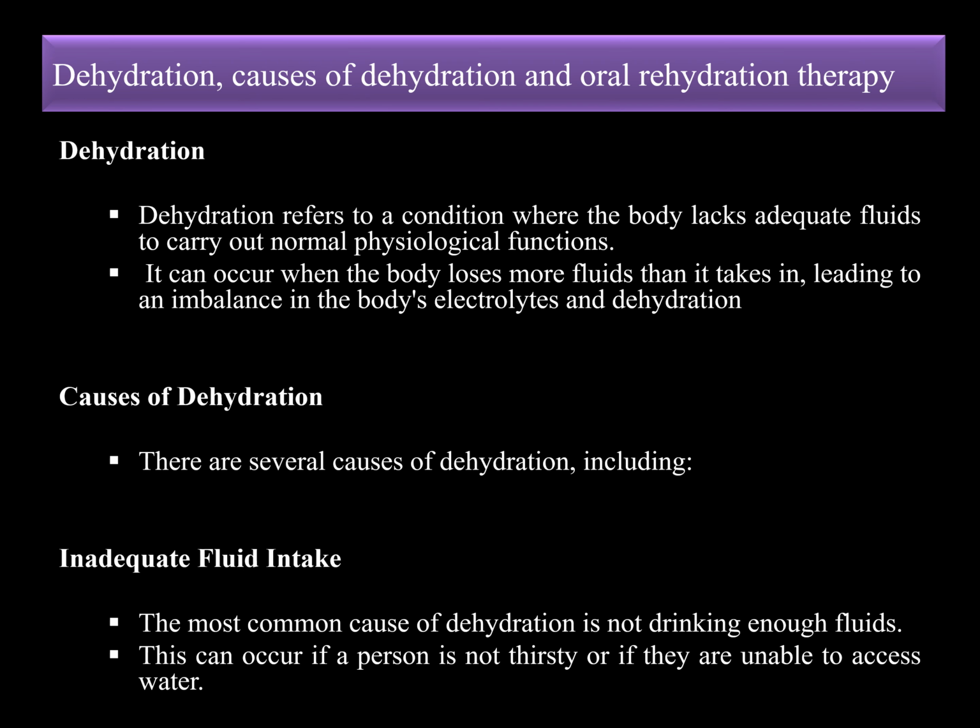Now we start dehydration. Dehydration means that the body does not have enough fluid to carry out normal function. It can happen when water intake is low or when water loss is high. Dehydration affects blood volume and circulation, and it also disrupts electrolytes. Dehydration can range from mild to severe, with symptoms such as thirst and dryness. Severe dehydration can become dangerous and may need urgent treatment.